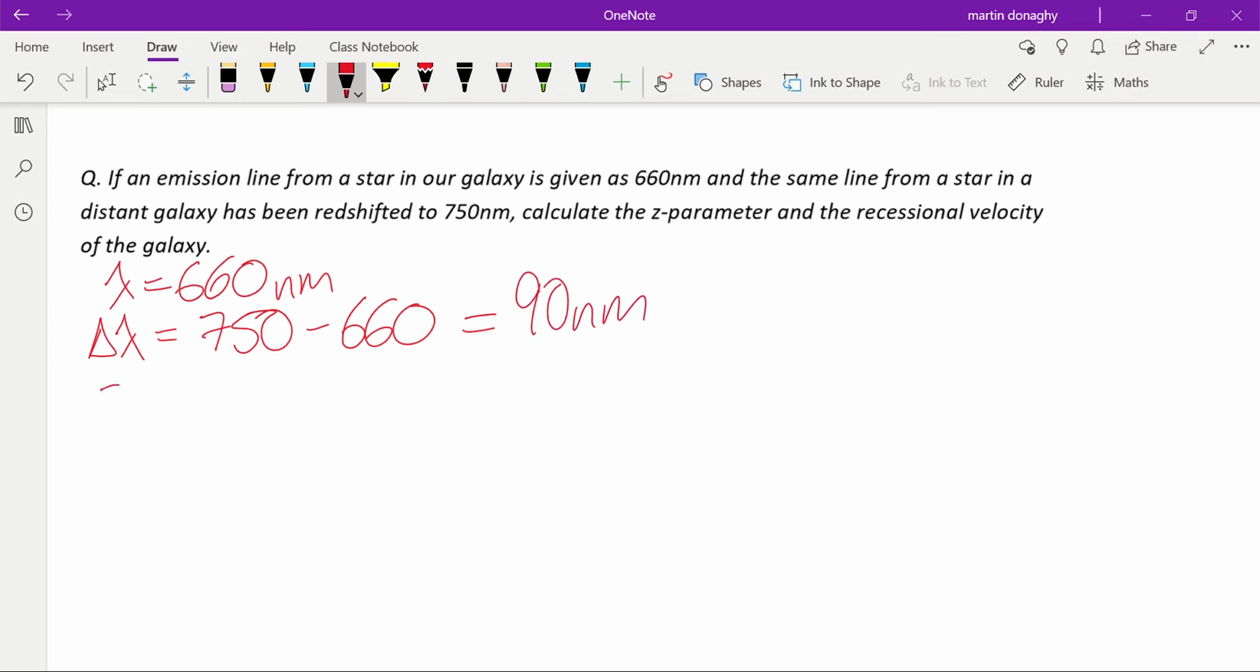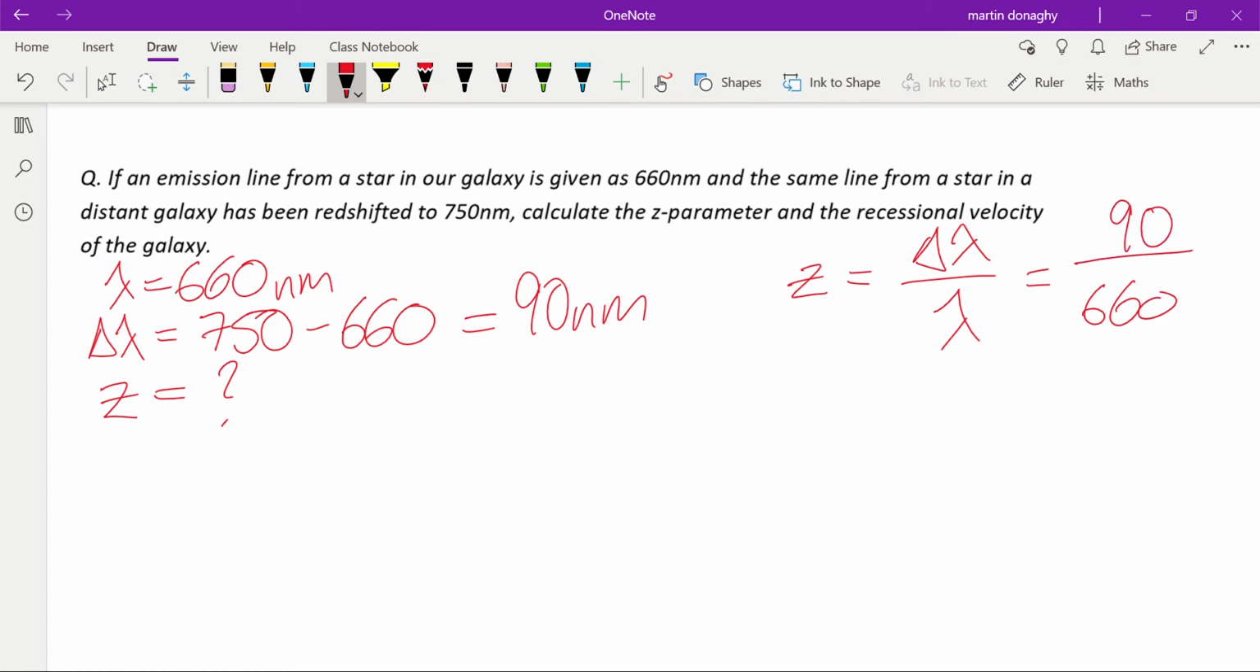nanometers. And the question first asks us to find the Z parameter. So the Z parameter is just the difference between the two wavelengths divided by the wavelength that we would expect if the source wasn't moving, i.e. what we would get from a star in our galaxy or from the sun. It's very important that you put in the 660 for that and not the 750, the redshifted value. And then we put the difference over that. Gives us a Z parameter of 90 divided by 660, which is 0.136. The 3 and the 6 are recurring there, but we can just round that to 0.136.